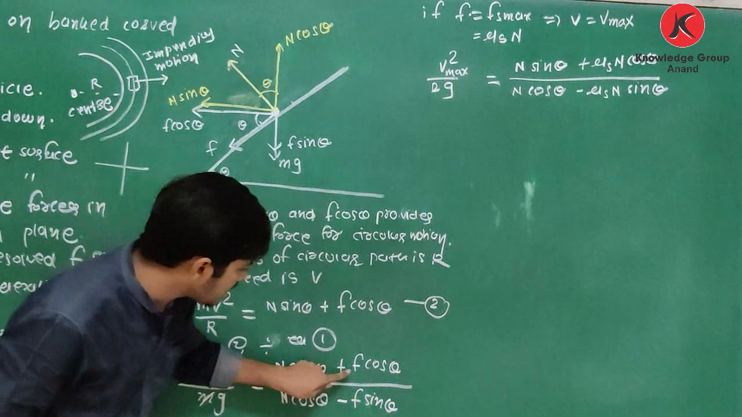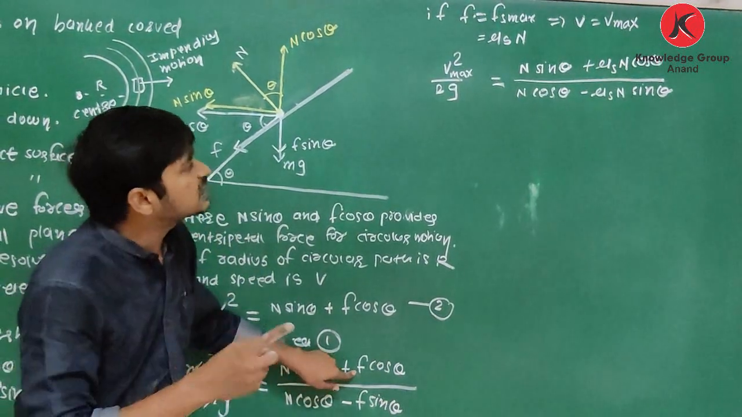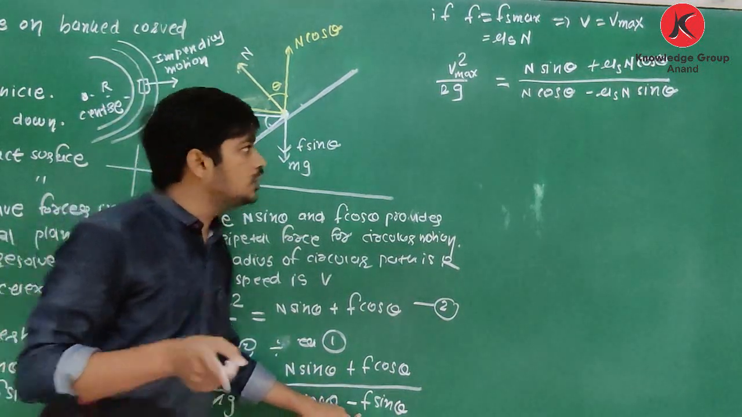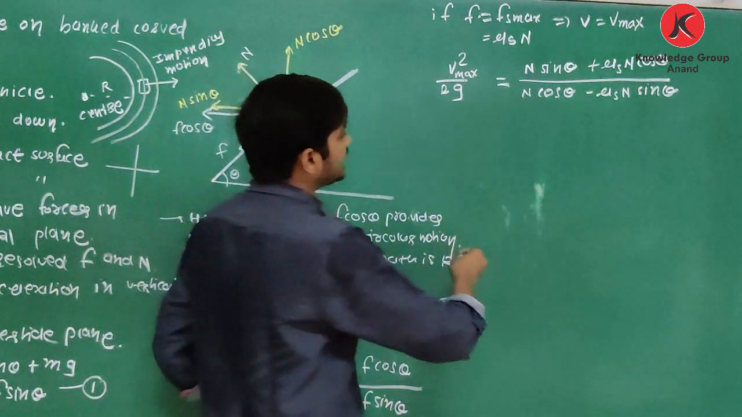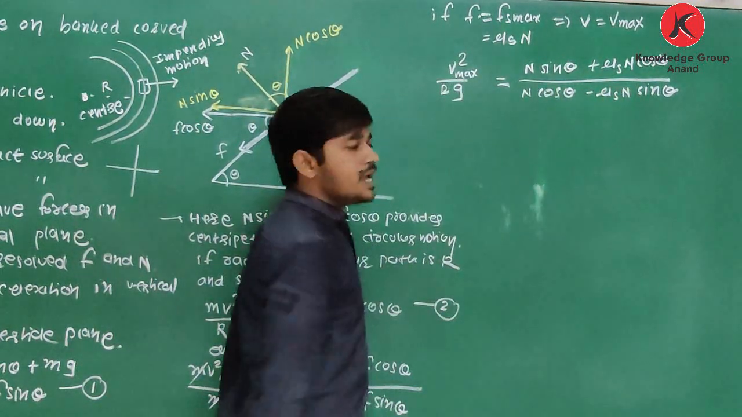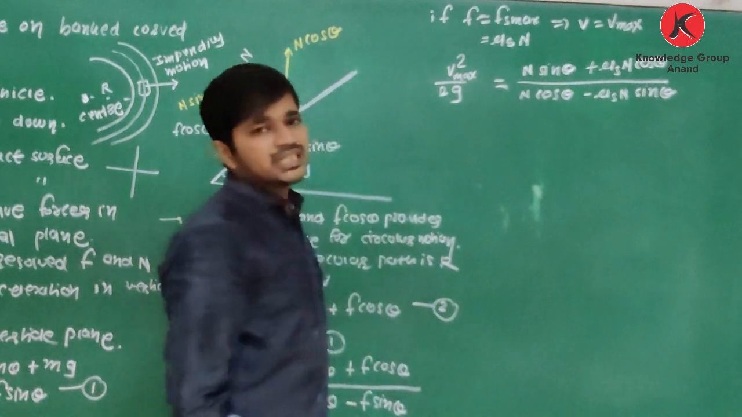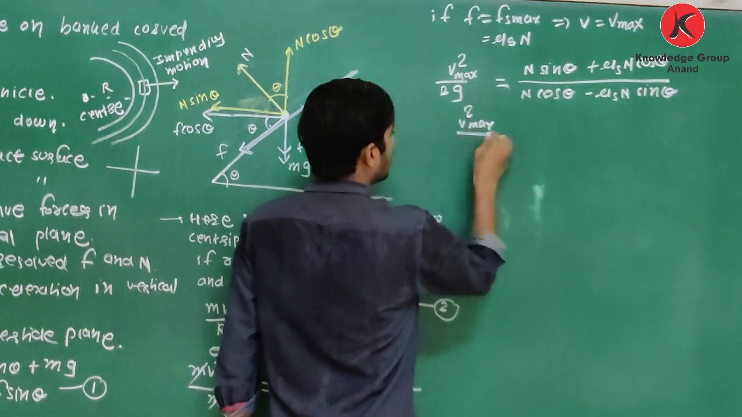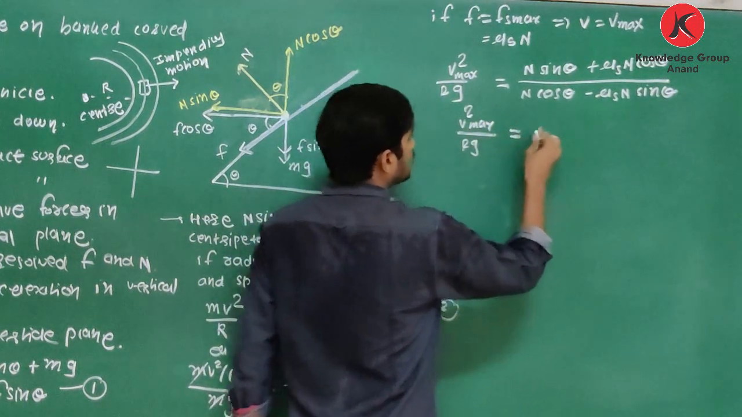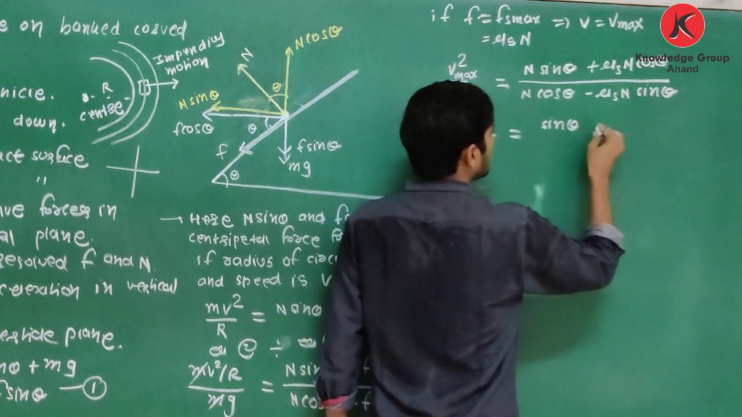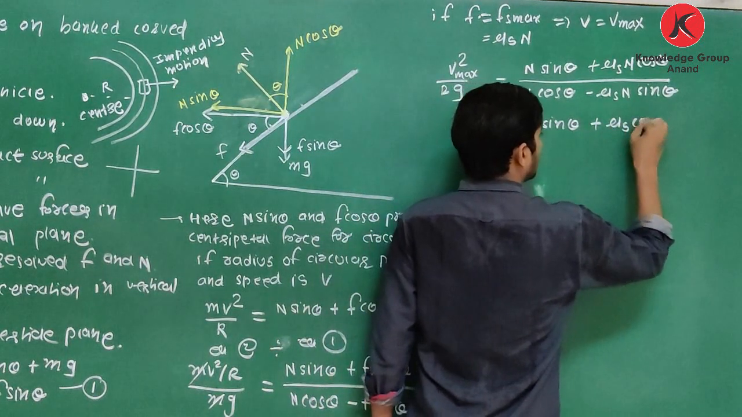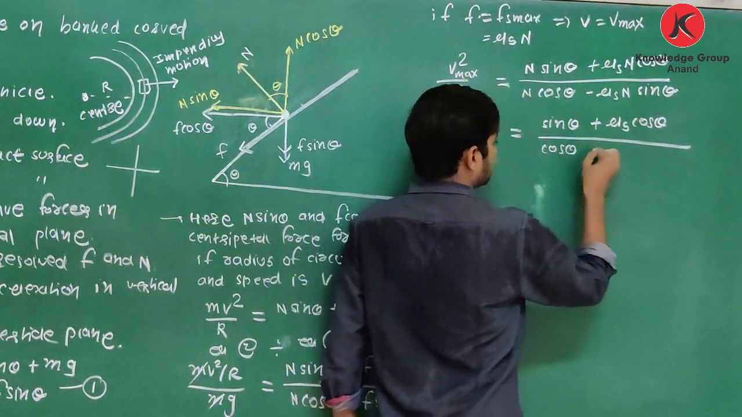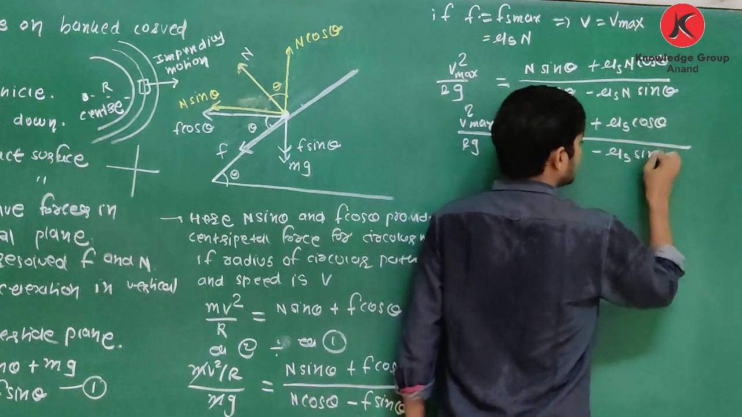Clear about this? Again, f I have to replace by Fs maximum, and Fs maximum is equal to mu s into n. Now see, in the right hand side numerator n is common, and in the denominator n is common, so n is cancelled out. So how to write this equation? V square maximum upon Rg is equal to sin theta plus mu s cos theta divided by cos theta minus mu s sin theta.